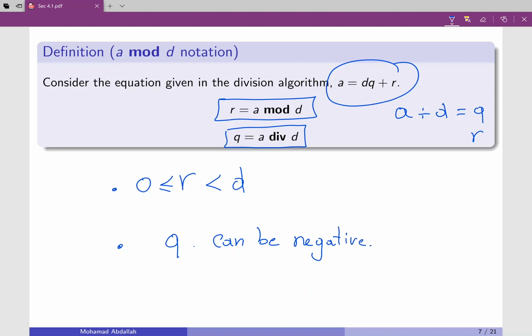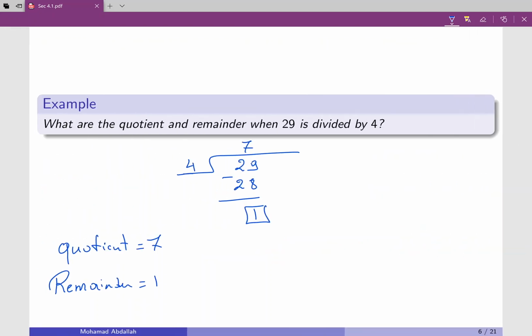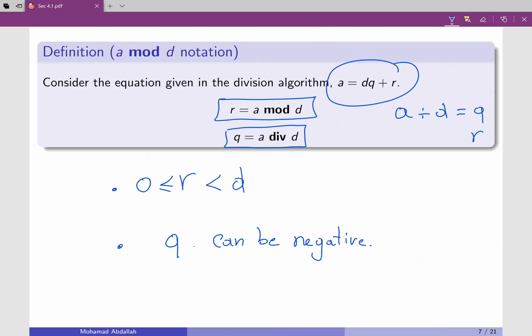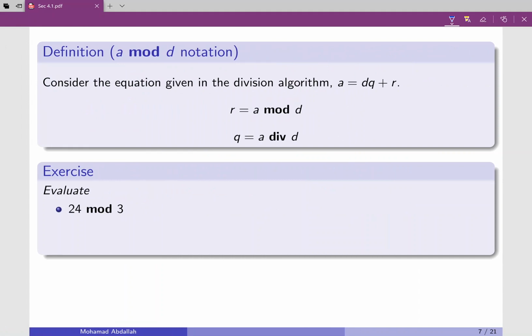So we have to be careful about this. If I want to go back a little bit for the example that I just did, I can see here that 29 mod 4 means the remainder of dividing 29 by 4. So 29 mod 4 is equal to 1. And 29 div 4 is going to be equal to the quotient, which is 7, according to what we defined in this slide. Okay. So quick exercise here, 24 mod 3.